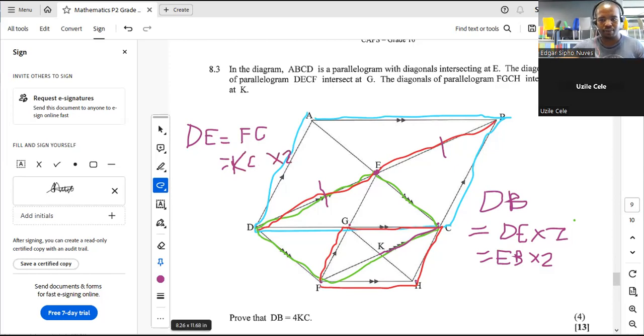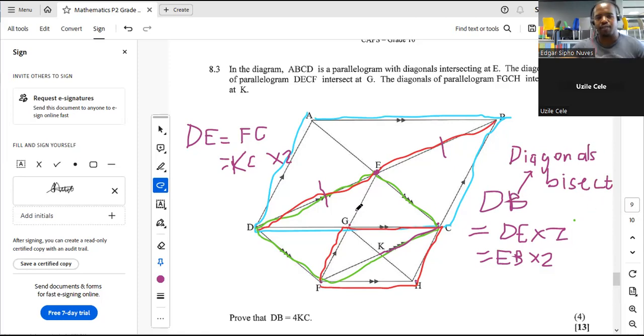So now DE is equal to FC, but FC is actually KC multiplied by 2. Are you following? Yes. I haven't been putting reasons, so let me put a reason here. Your reason could be the diagonals. You can just say diagonals bisect. That could be a valid reason. Cool.